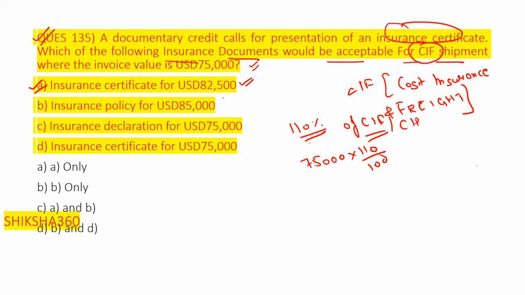The second one is an insurance policy for USD 85,000, and an insurance declaration for USD 75,000. This one is wrong. So the correct answer is the insurance certificate for 82,500.